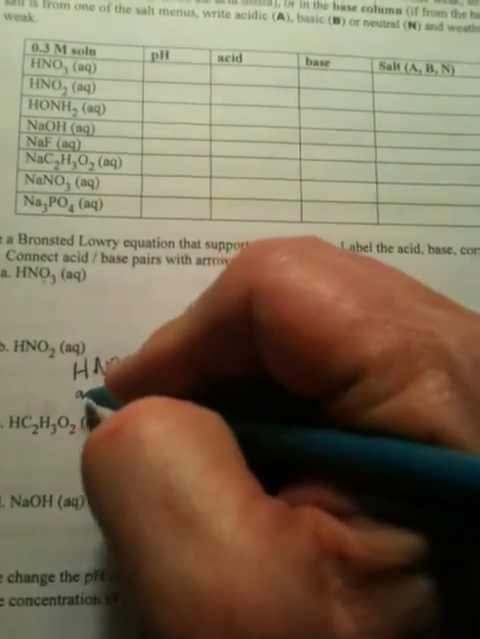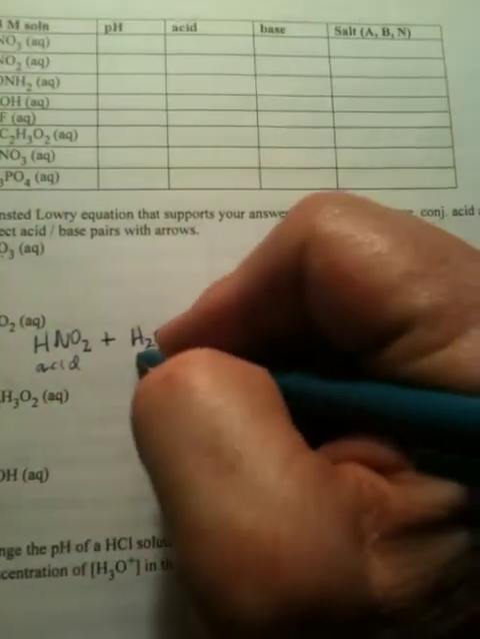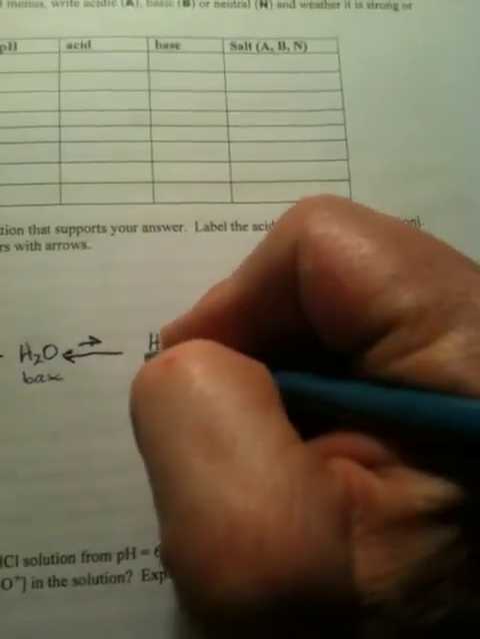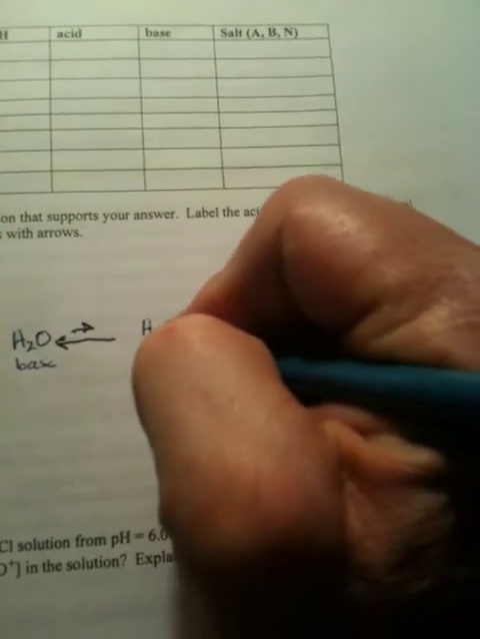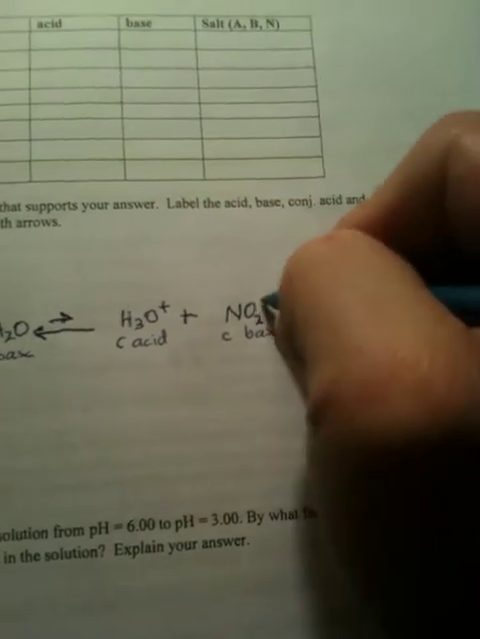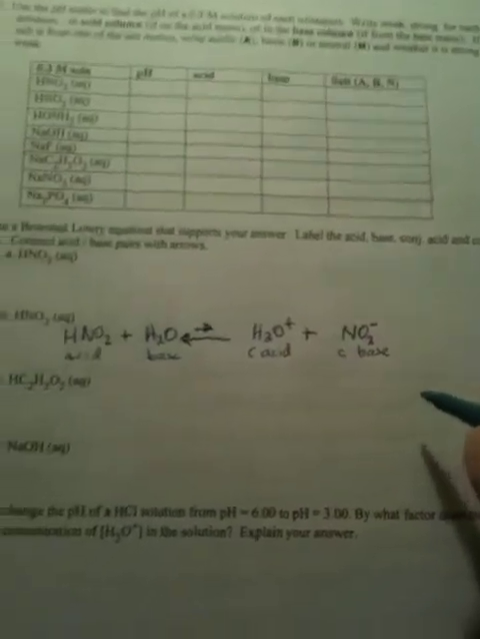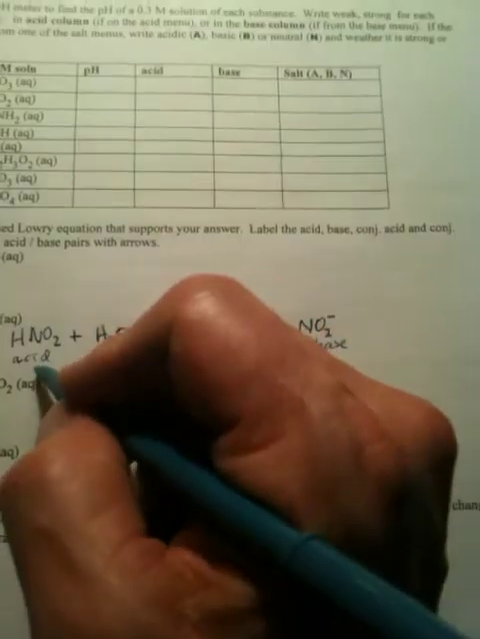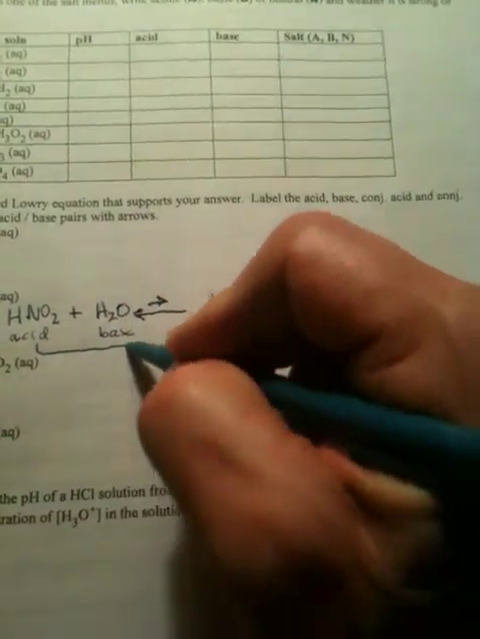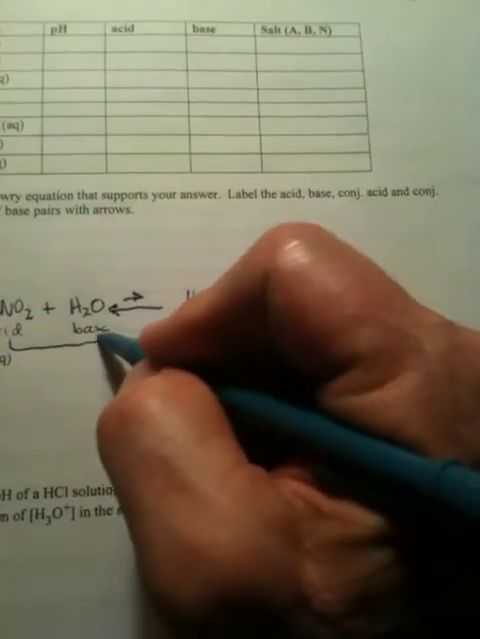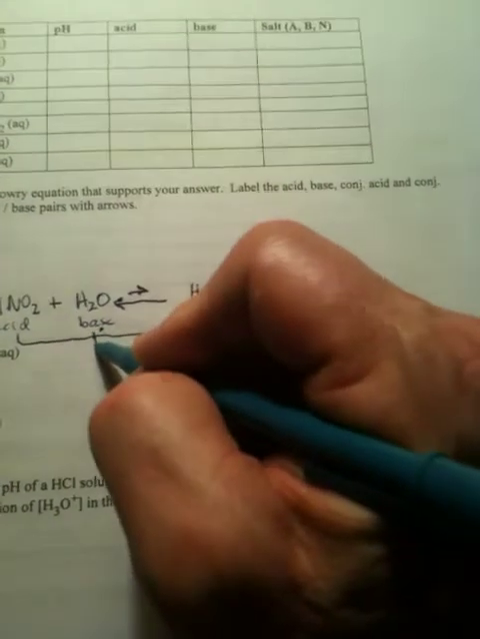Now we need to label it. This one is my acid. This one is my base. This one is my conjugate acid, the C acid. And this one is the C base. I forgot my minus sign here, so let's get that in. Now we have everything labeled. Now we need to tie them together in the Bronsted-Lowry fashion. So this acid is going to go with the conjugate base right over there, and the base is going to go with the conjugate acid.